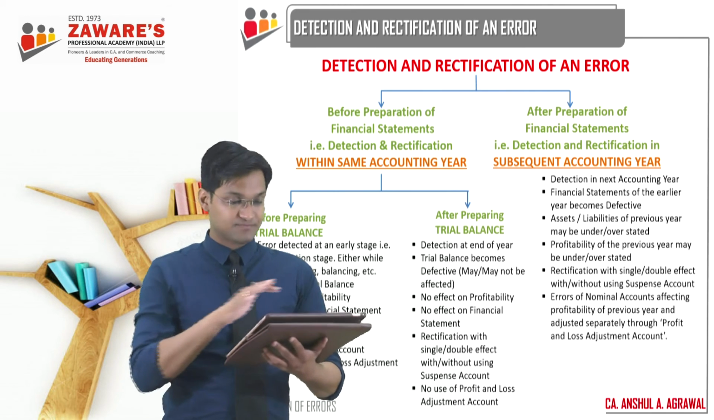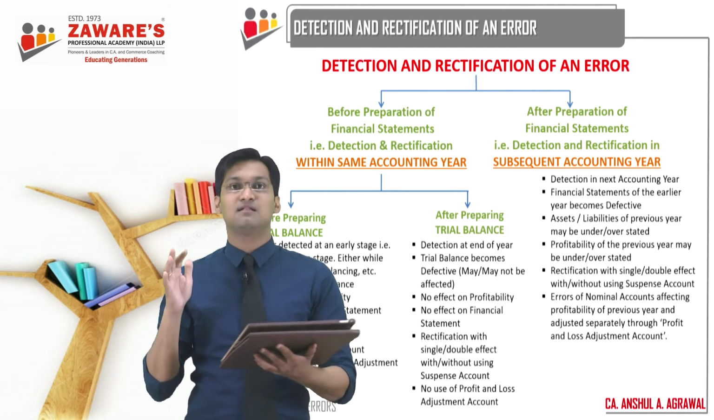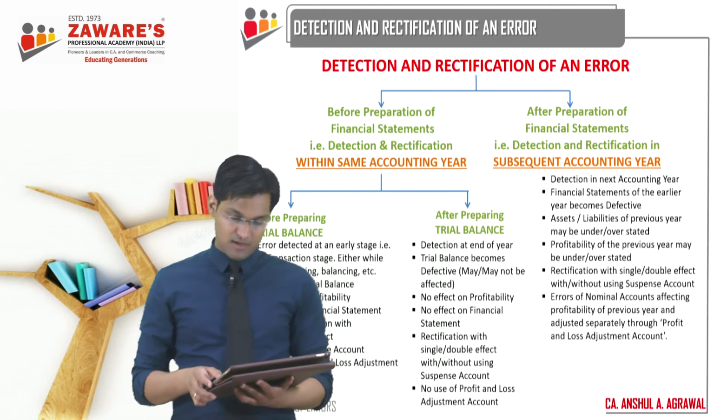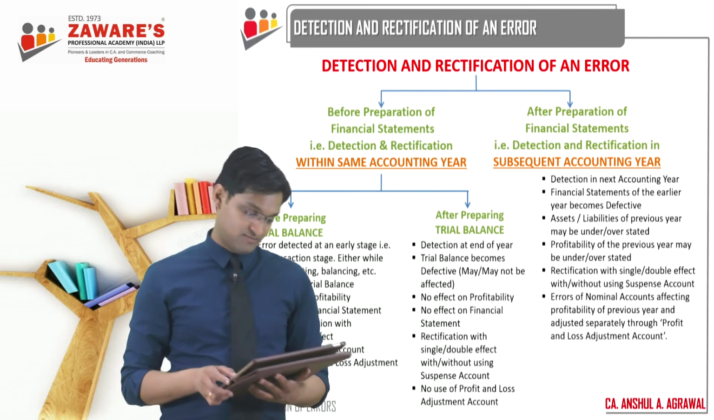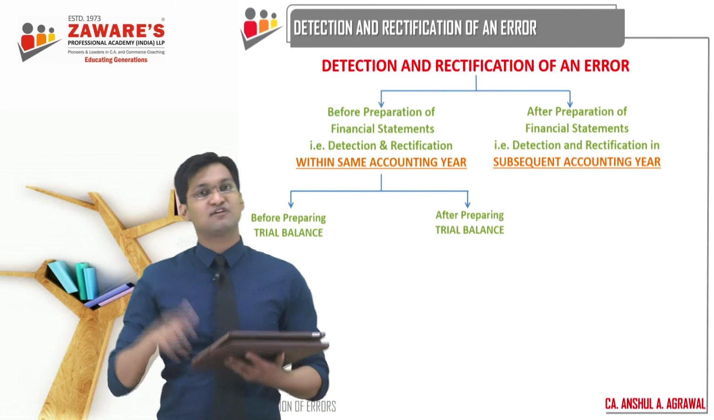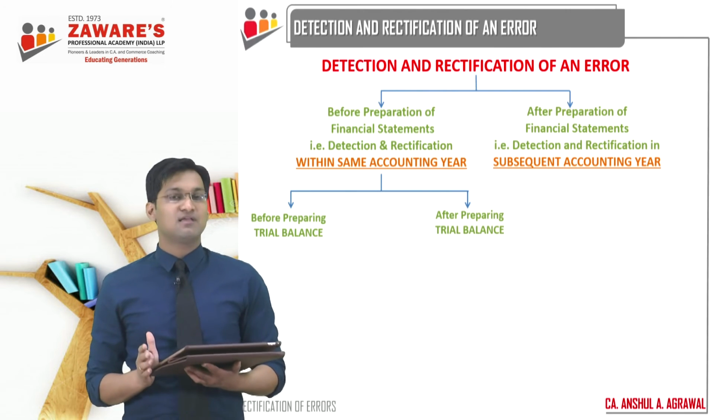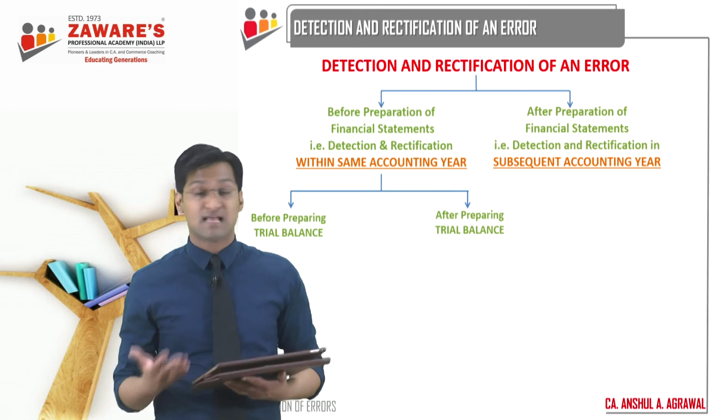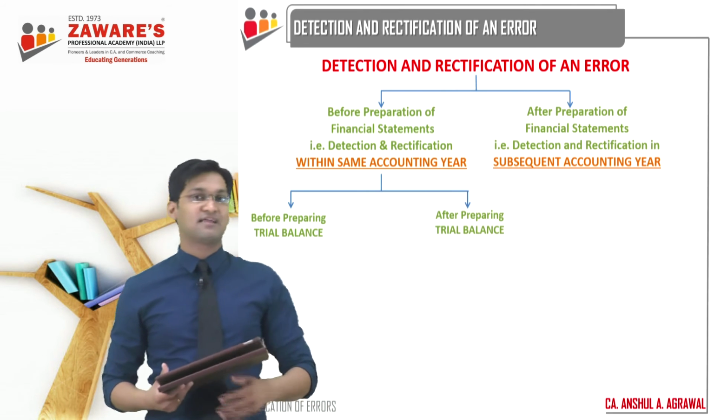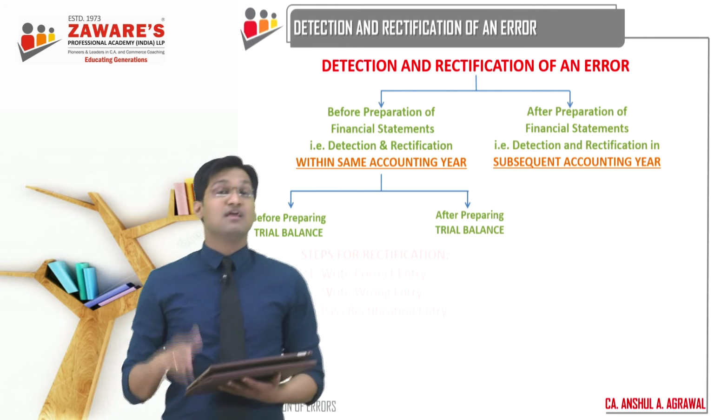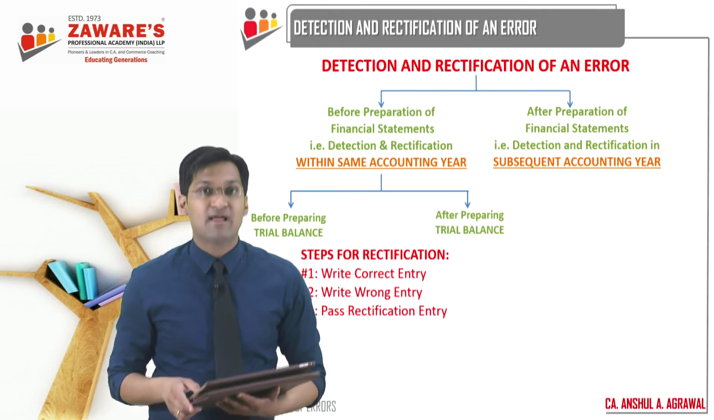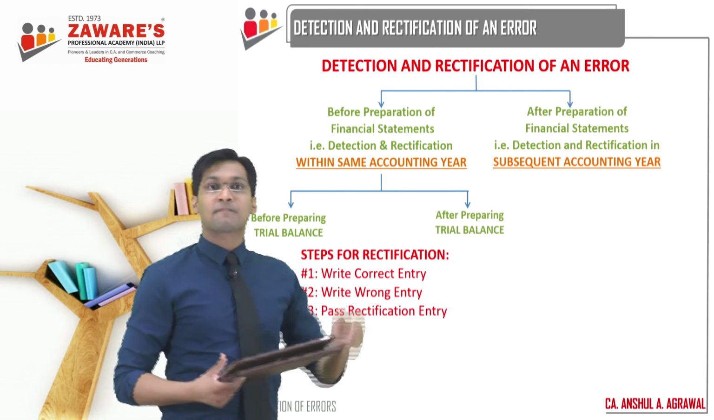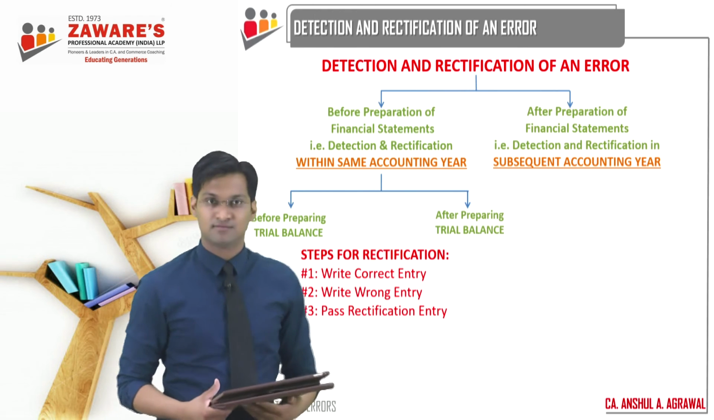So, my dear friends, these are the possible points of detection of error. Now we will see how we are going to rectify error at these possible times. So, the treatment for first two branches is same. Basically, you have to see whether the error is rectified in the same financial year in which it has taken place, or the error is getting rectified in the subsequent financial year. If the error is getting rectified in the same financial year, you have to follow these three steps. Step number 1, write the correct entry.